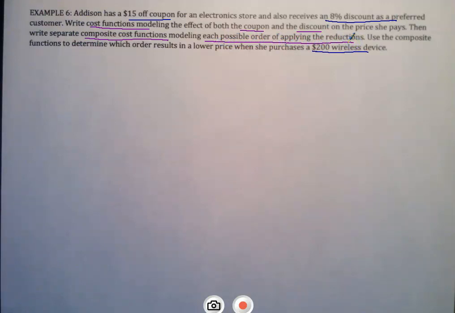Okay, so cost functions. She has a coupon. She has a discount. All right, and then we also have the actual cost of the item. So we're going to say that X equals the $200. Okay, that's our wireless device. What would her C of X be? How would we calculate that if she was doing the coupon? Let's say the C is the coupon. Is that right? $15 off? So it'd be the cost of the item minus $15. Good with that?